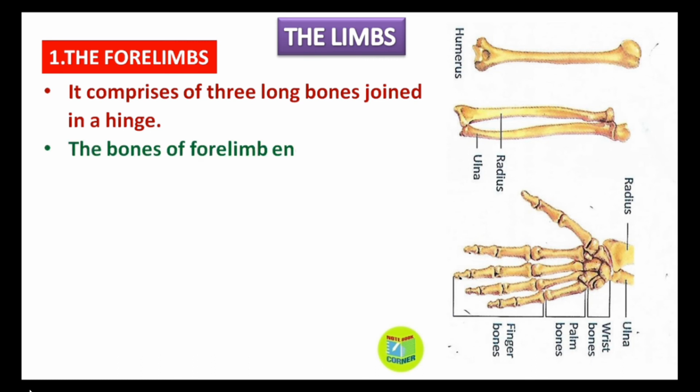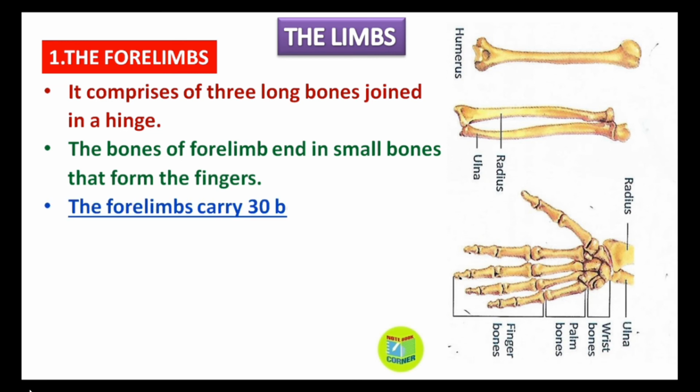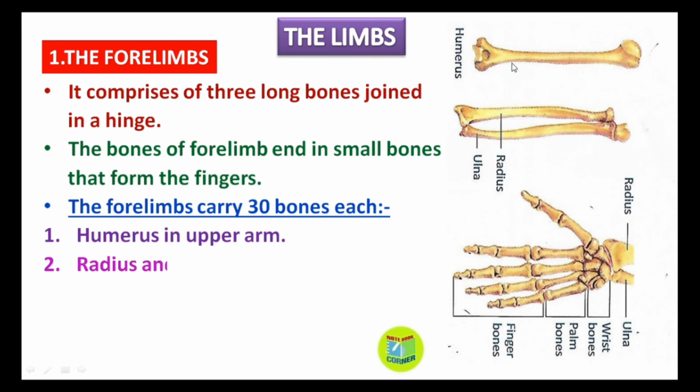The bones of the forelimbs end in small bones that form the fingers. The forelimbs carry 30 bones each. The first one is the humerus in the upper arm, as you can see in the figure. Radius and ulna in the forearm. In the second figure you can see the radius and ulna.